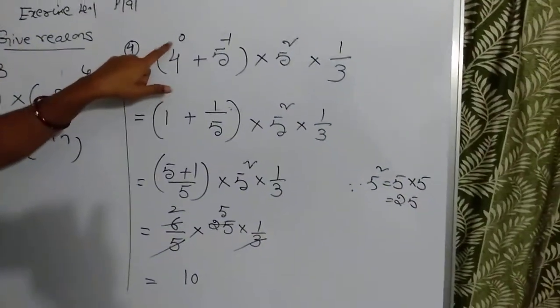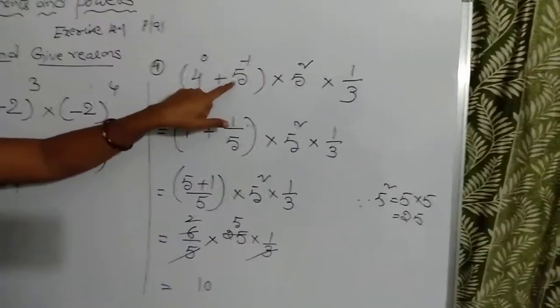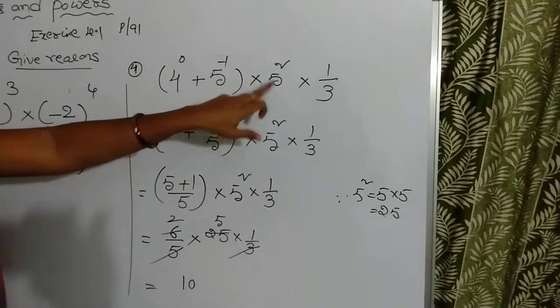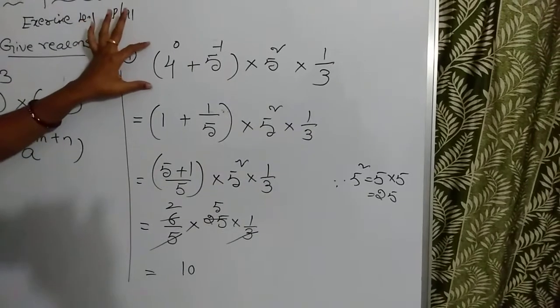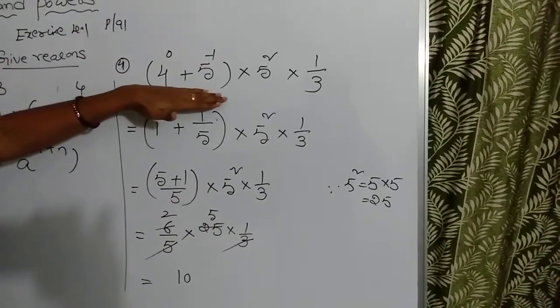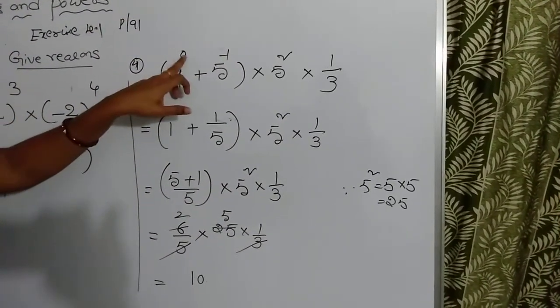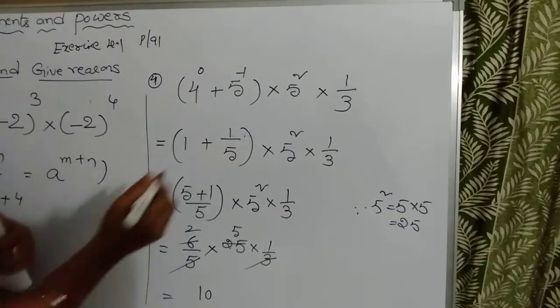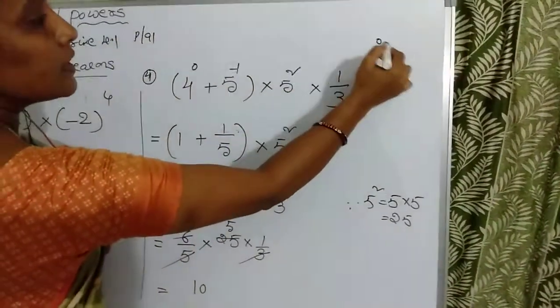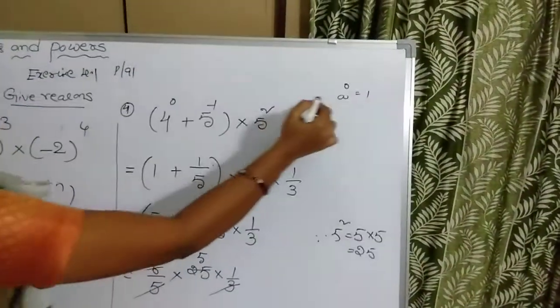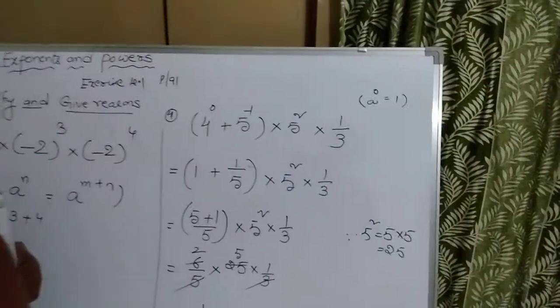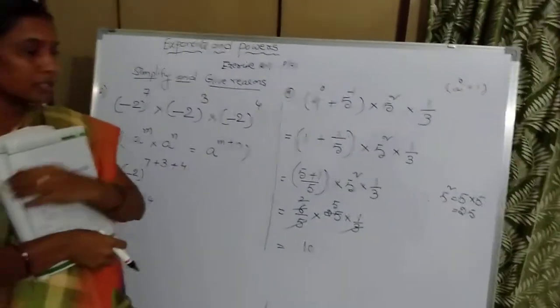So 4 to the power 0 plus 5 to the power minus 1 into 5 square into 1 by 3. So this is the given problem. First we have to simplify this portion which is located in the brackets. 4 to the power 0. By using the laws of exponent, a to the power 0 is equal to 1. That means 4 to the power 0 is equal to 1.